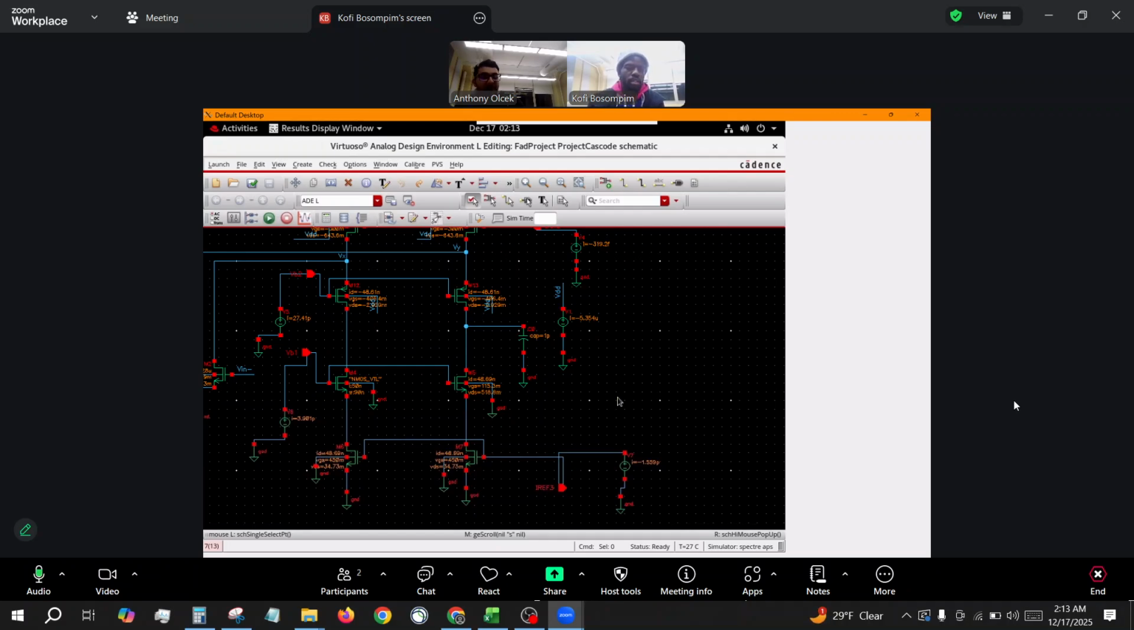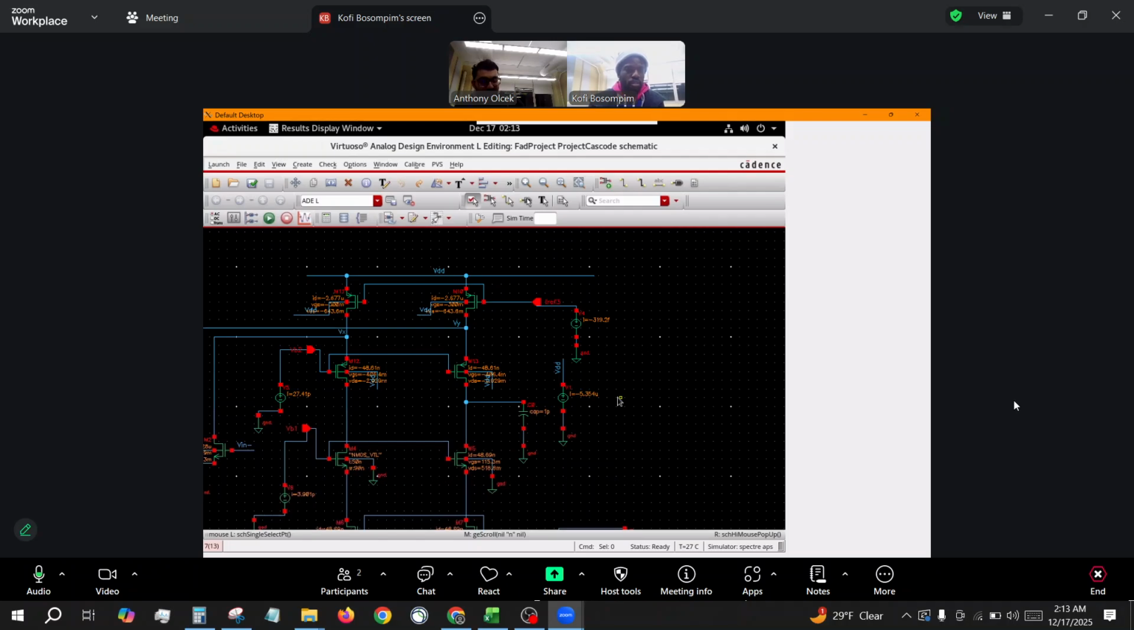Yes. That increased the output resistance. For bandwidth, we increased the pair current, and that increased GM. Yes. We reduced the cascode GM, and that pushed the non-dominant pole higher, and that was for the phase margin. That's how we approached that.